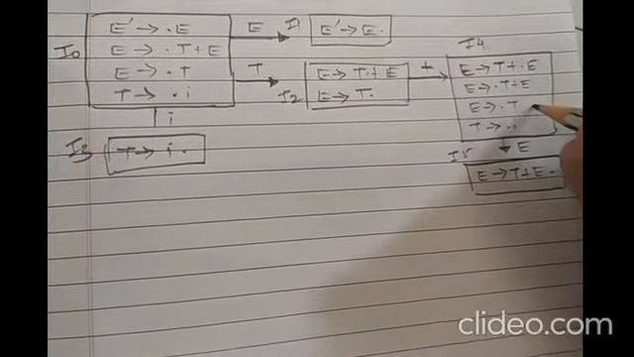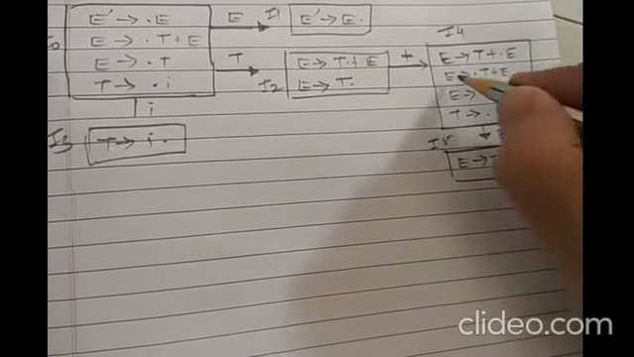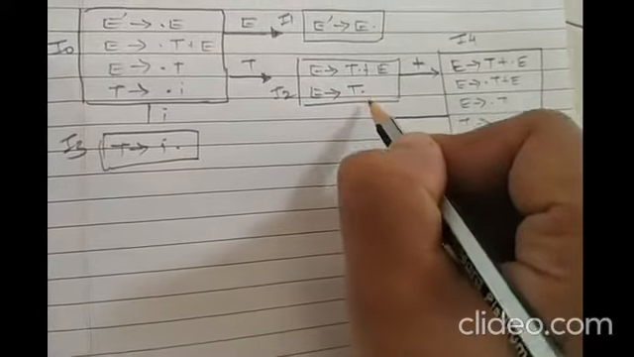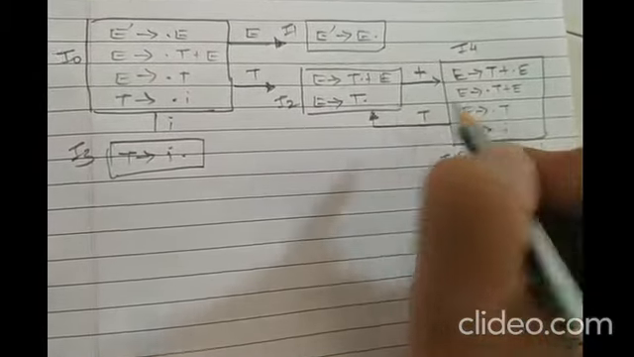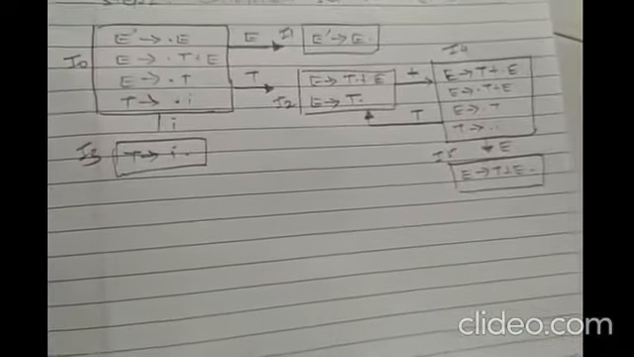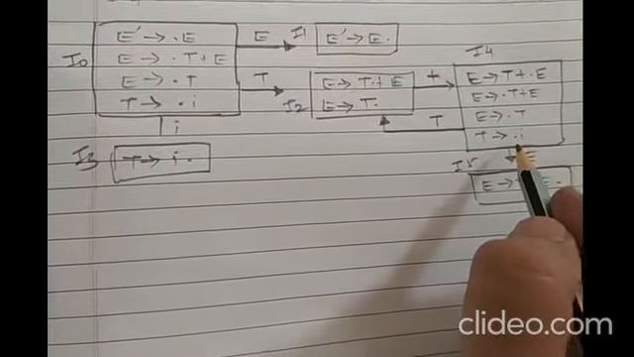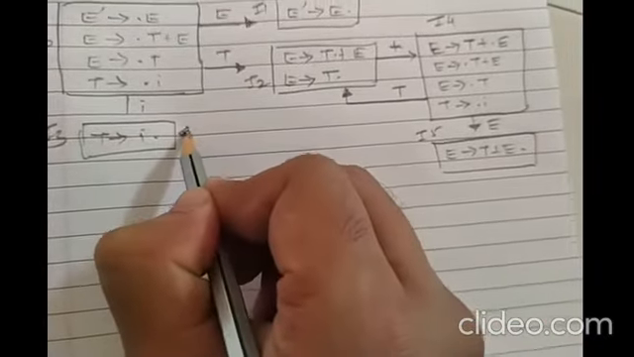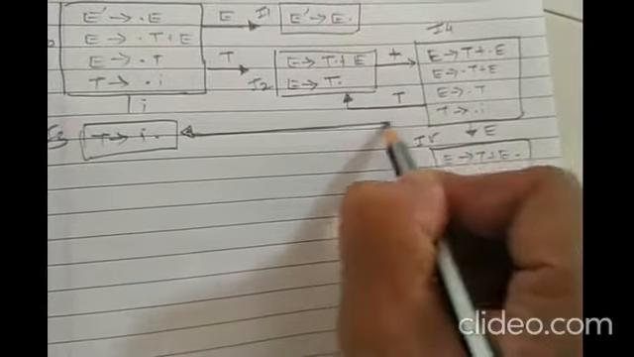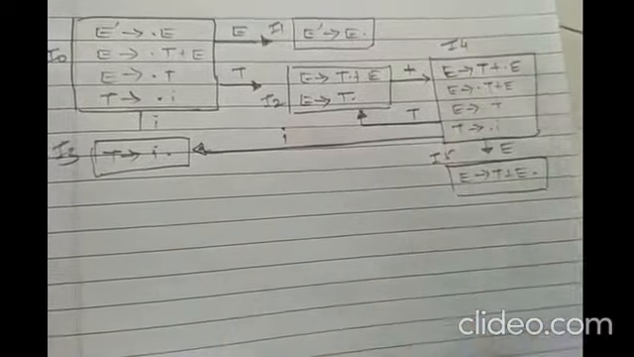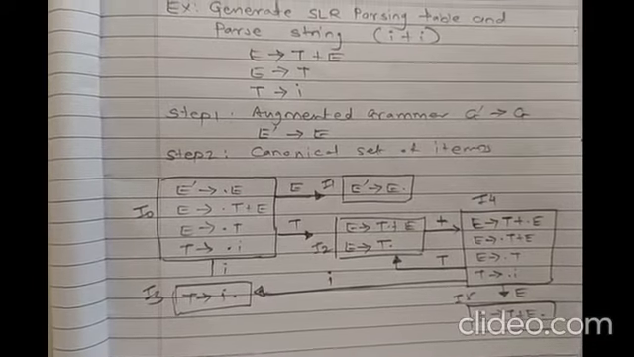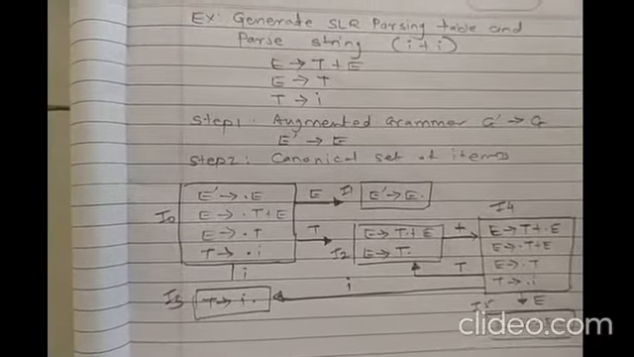Then if you apply other transitions, that is on dot T and dot i, we will get E tends to T dot, which is similar to I2. Here also E tends to T dot plus E. This is already available. So on T it will go to I2, and if we apply i, it will lead to I3 again. If it goes on i, it will be I3.